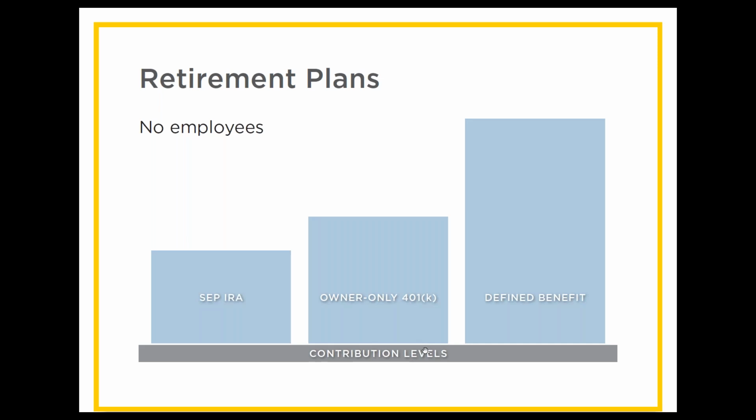If you have no employees, you have these three options. You have a SEP IRA, which is a simplified employee pension. You have an owner 401k or a defined benefit plan. And the plans differ primarily by how much you can contribute for yourself.